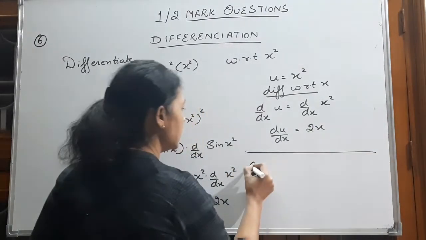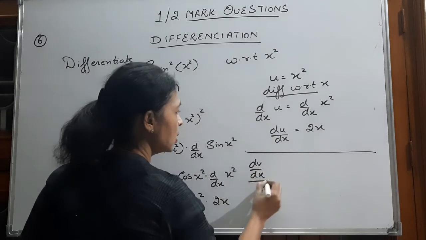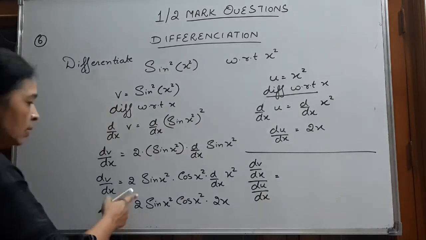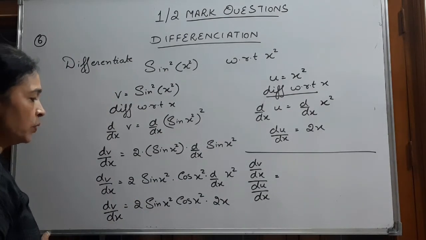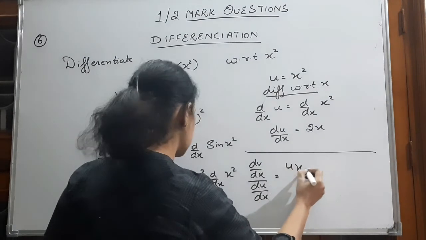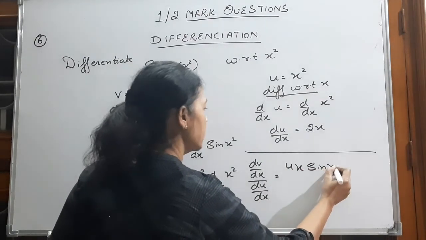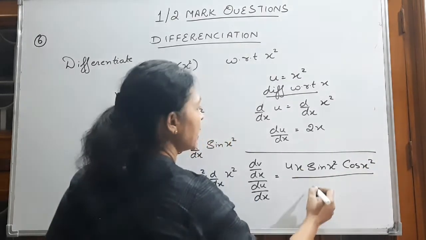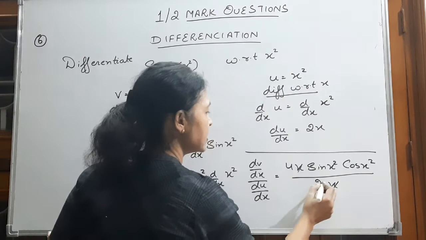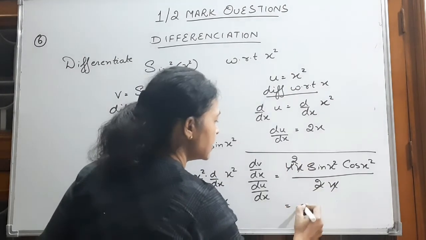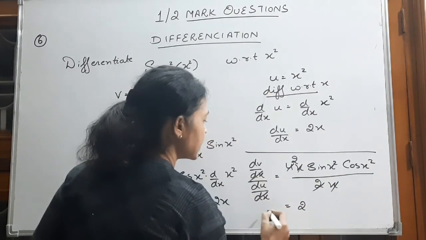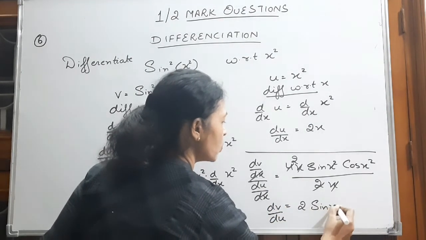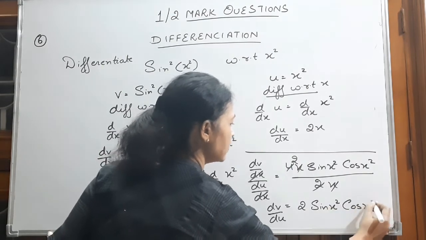What we will do? dv by dx upon du by dx equals 2 sin x square cos x square into 2x. We will get 4x sin x square cos x square upon du by dx, which is 2x. x cancels, 2 cancels, and dx and dx cancel. Our final answer: dv by du is 2 sin x square cos x square. This is our answer.